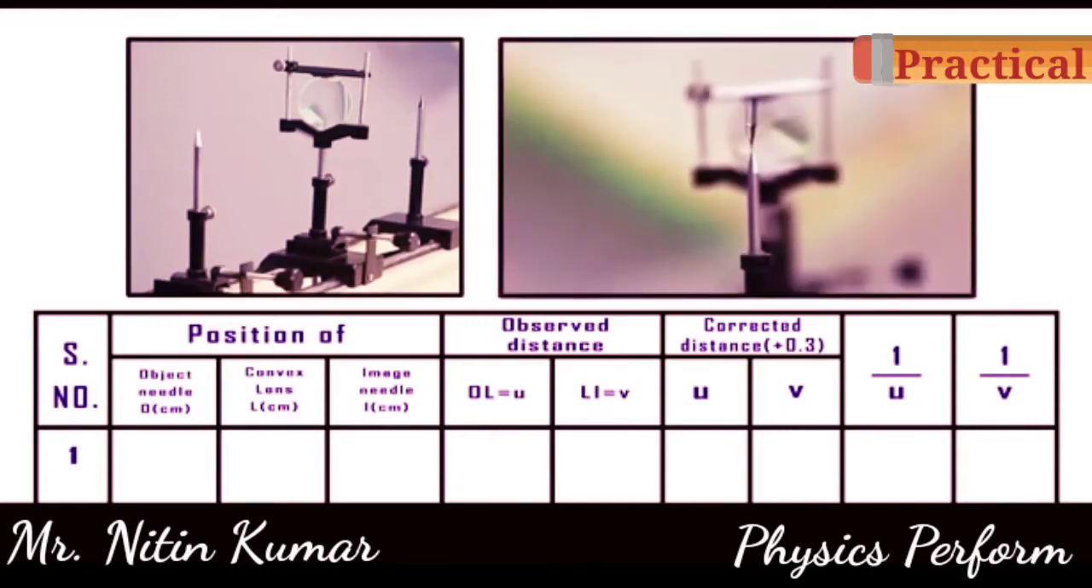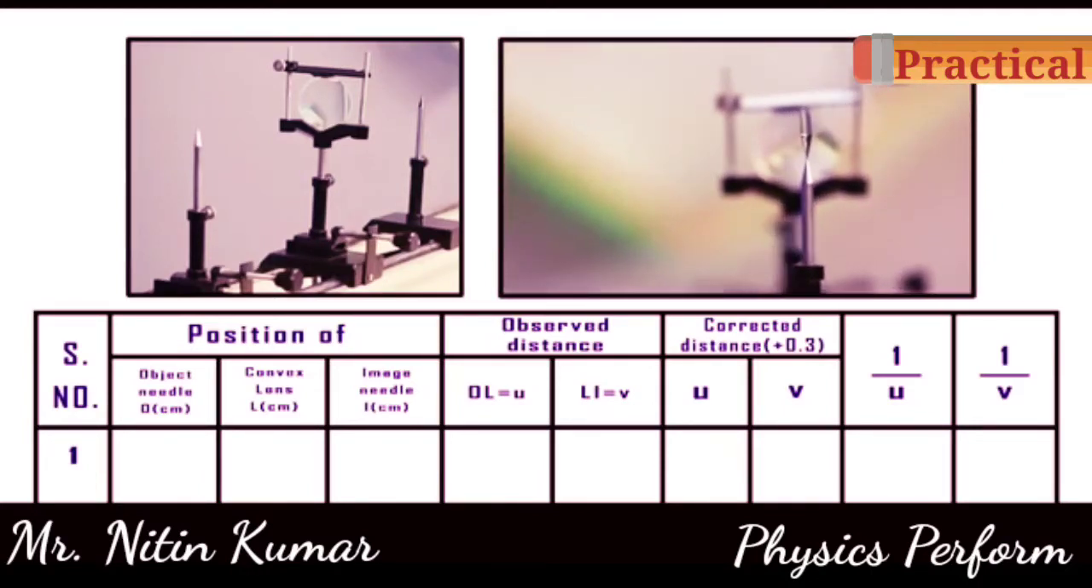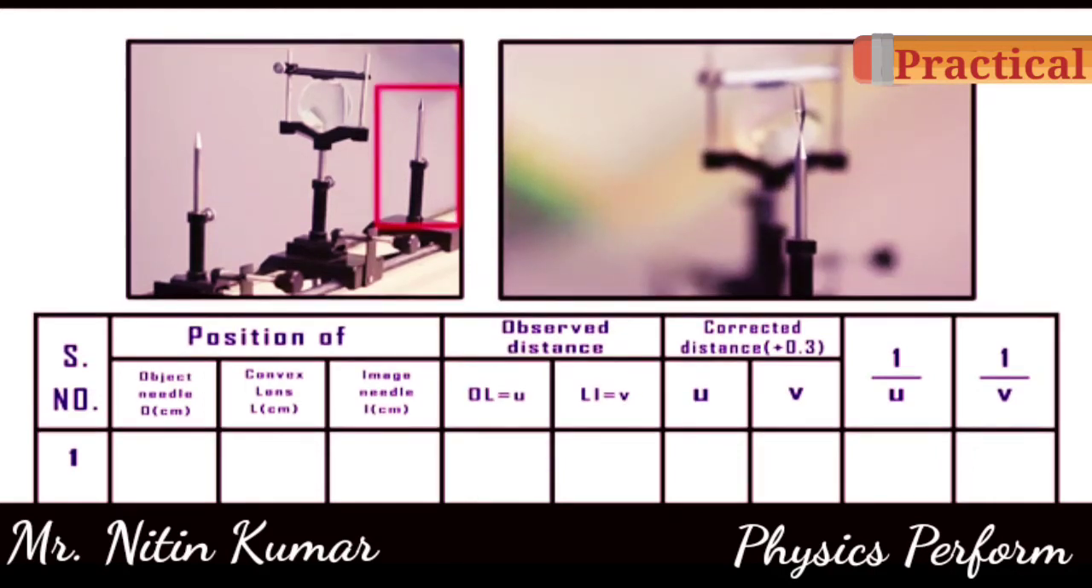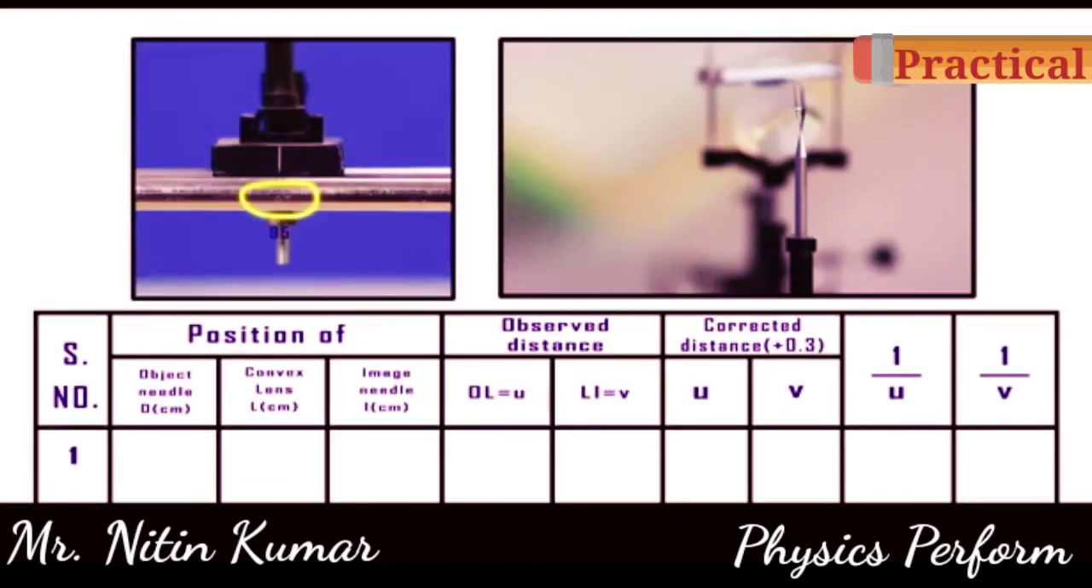Then the inverted image of the object needle without any parallax was formed on the tip of the image needle. Then the position of the upright containing the object needle is 95 centimeters.